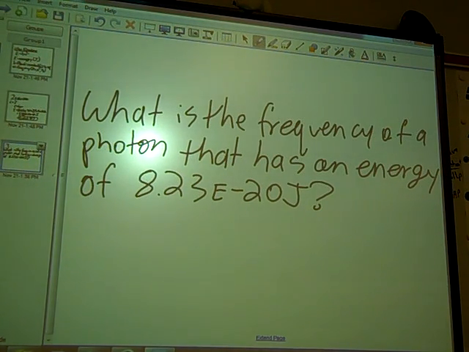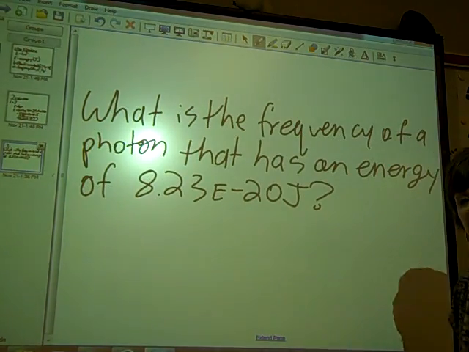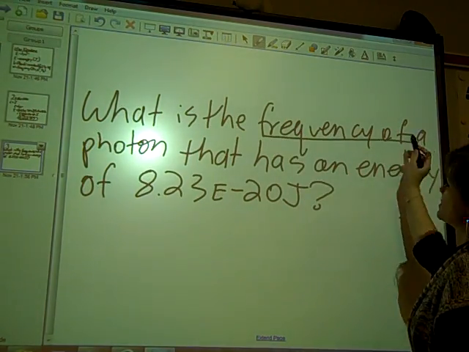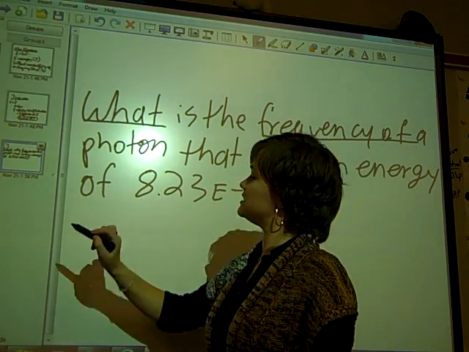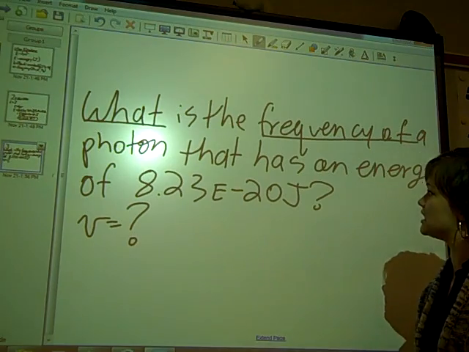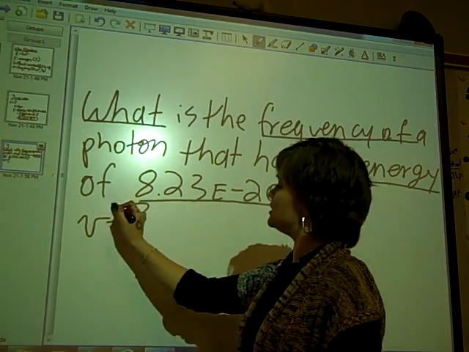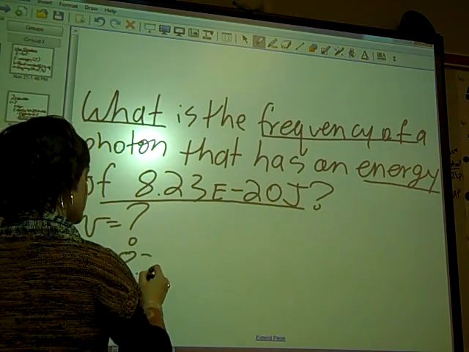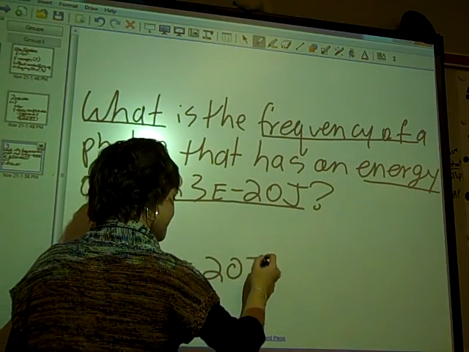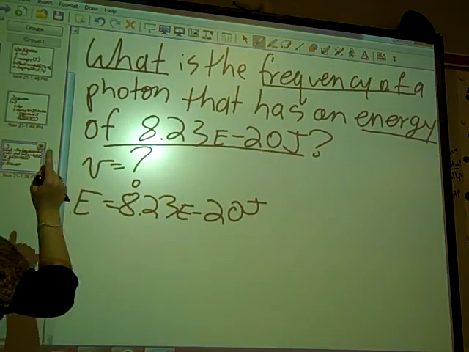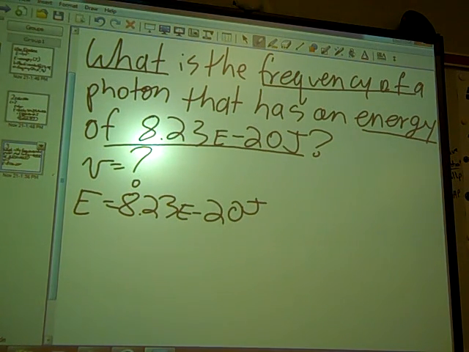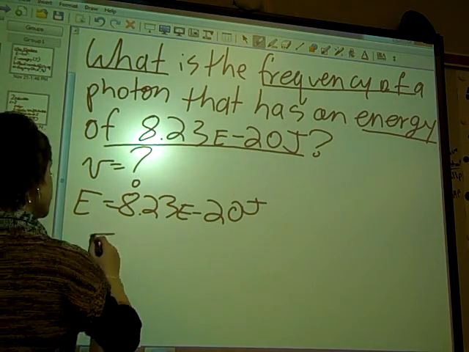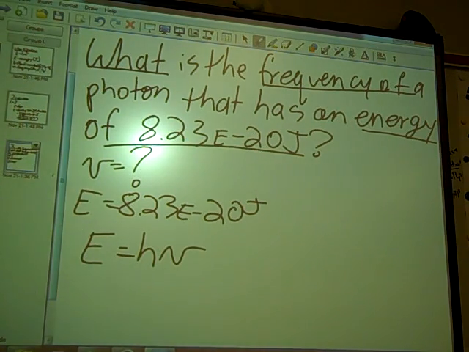What is the frequency of a photon that has an energy of 8.23 times 10 to the negative 20th joules? First thing we need to talk about is which variables did they even give me? We have a frequency that we don't know. What is the frequency? So my nu is unknown, and the photon has an energy of 8.23 times 10 to the negative 20th joules. So I have an E, I'm looking for a nu, my h is constant, which means I'm going to be using my E equals h nu equation.